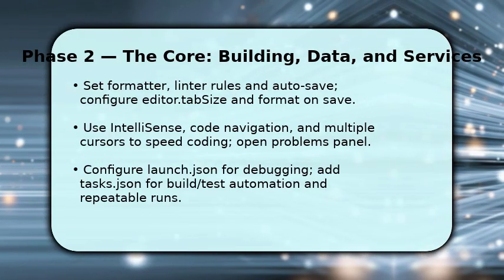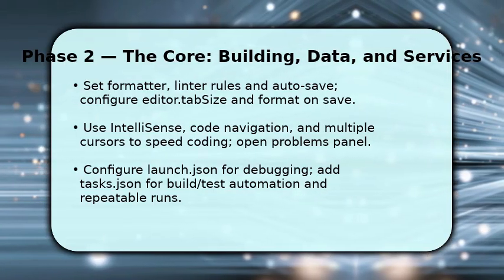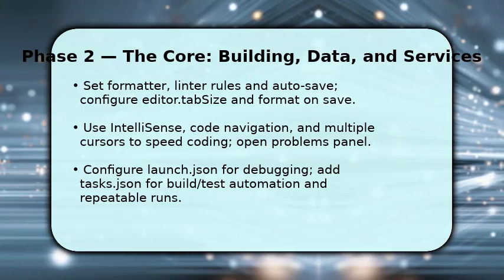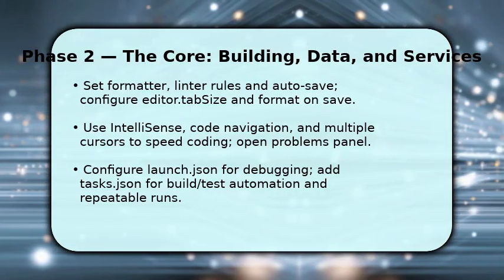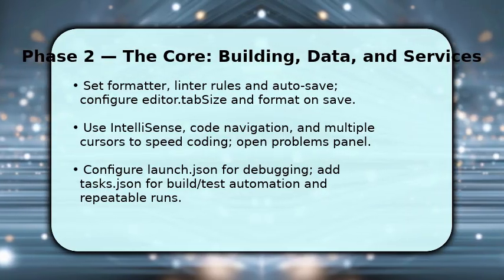catch issues. Then set up launch.json for debugging sessions and tasks.json to automate build and test commands, so you can run repeatable tasks with a single key press. This is where VS Code becomes a true productivity engine.